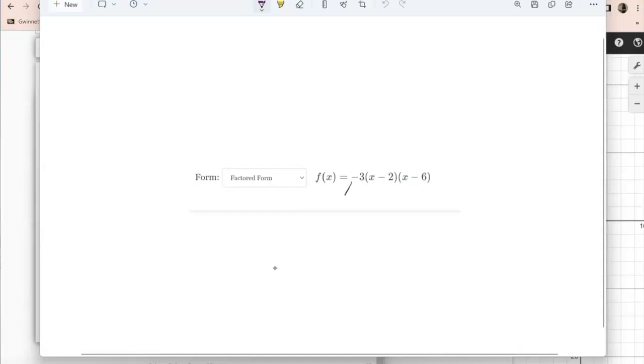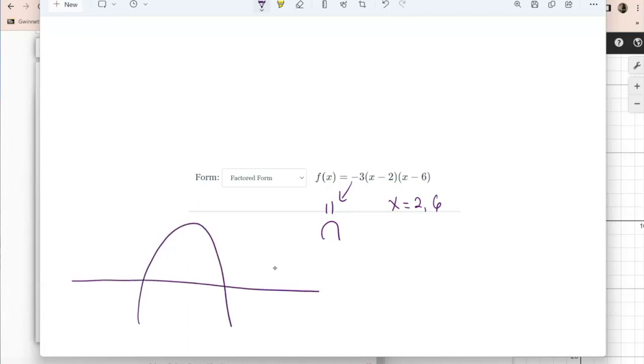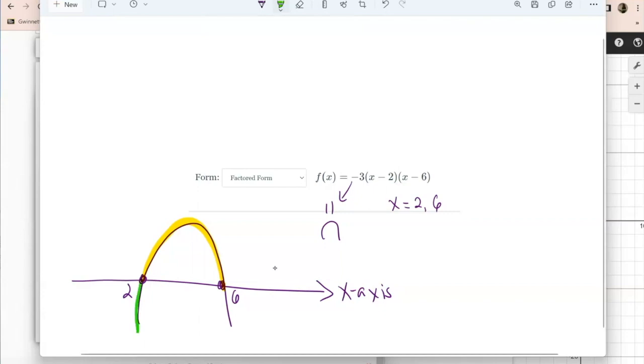All right, so it is a sad face. My x-intercepts are opposite, positive 2 and positive 6. So I'm going to go ahead and draw it with the x-axis. It crosses at 2 and 6. So this is 2, this is 6. Okay, this is the x-axis. Remember, it is positive above the x-axis, and it is negative below the x-axis.